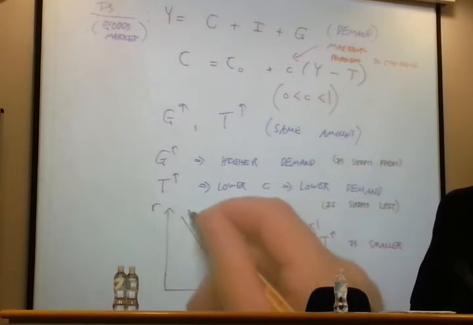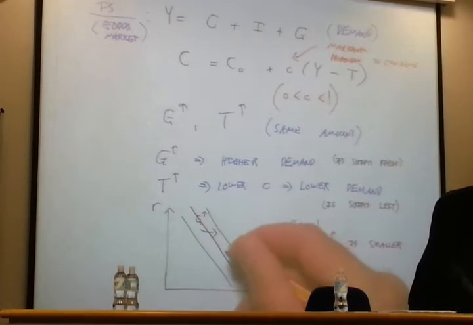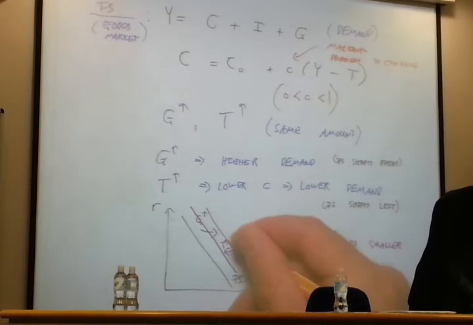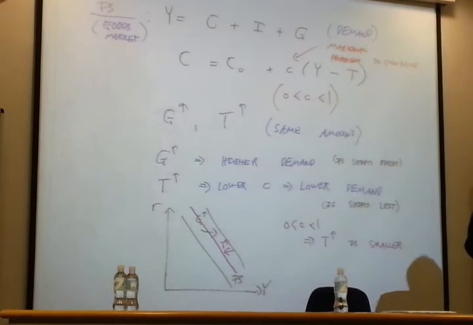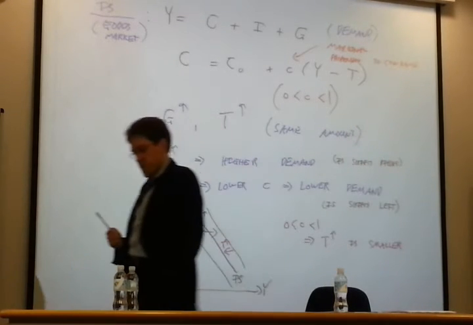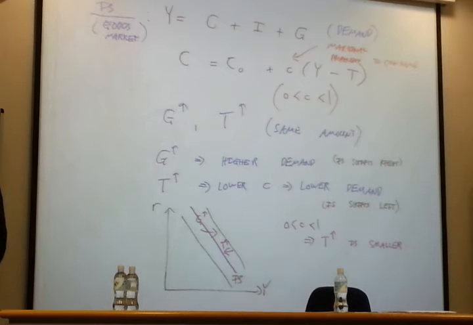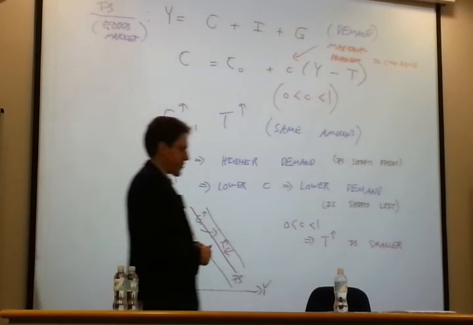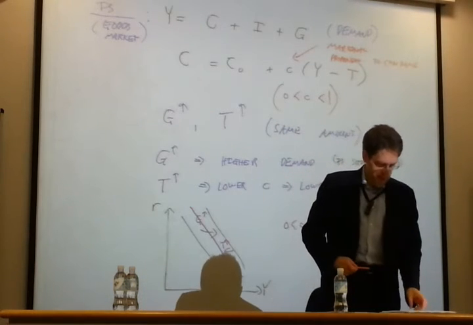So overall, the leftward shift of the IS curve, when taxes go up by the same amount as G, is smaller than the IS shift due to G itself. What I've written here, with the associated explanation that I've given you, not written down but what I've been saying, would probably constitute a 4-mark answer.